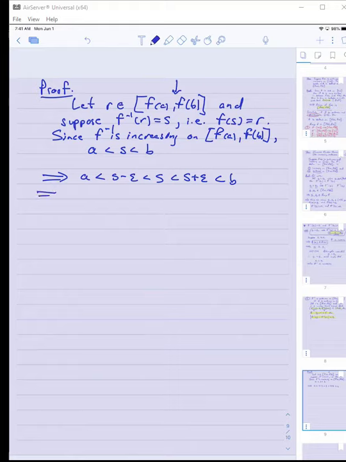I definitely know this is the order on these numbers, though. Okay, what does that imply? Well, since a is less than s minus epsilon is less than s plus epsilon is less than b, if I apply f to all of those numbers, since f is an increasing function, that simply means that f of a is less than f of s minus epsilon is less than f of s is less than f of s plus epsilon is less than f of b.